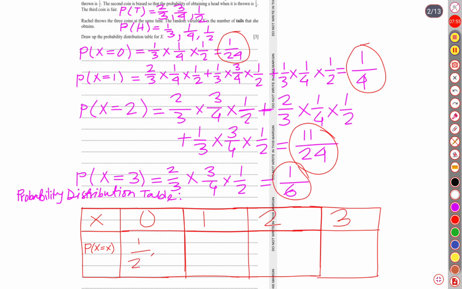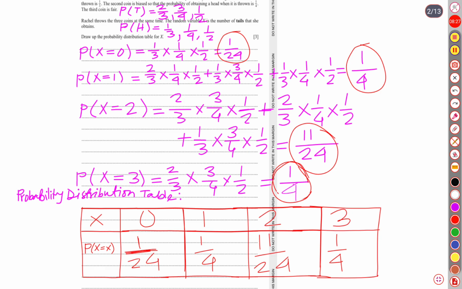If you wish, you can write in decimal also, dividing 1 by 24, but I feel comfortable writing in common fractions because both of them are acceptable. The second one is 1 over 4, the third one is 11 over 24, and the fourth one is also 1 over 6. Sorry, 1 over 4, not 6. It should be 1 over 4.